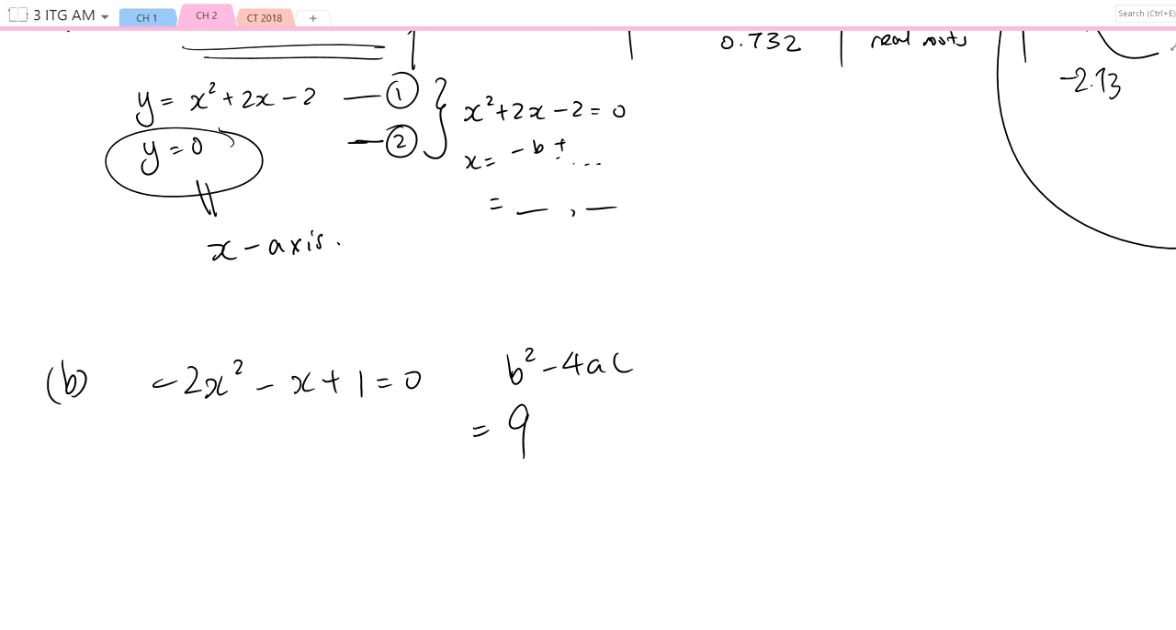I want you to include this part, greater than 0, because that's the whole point. Is it greater than 0? Is it equal to 0? Is it less than 0? So here it is greater than 0. What does that imply?